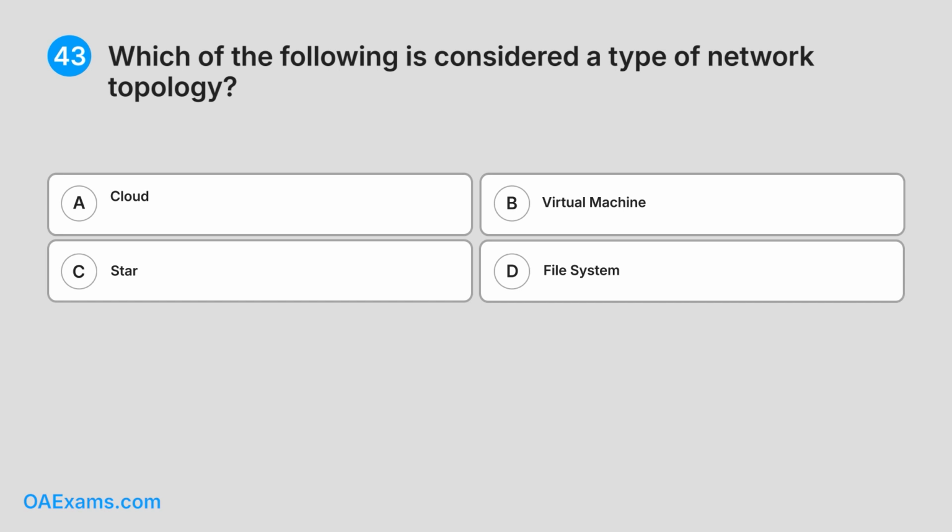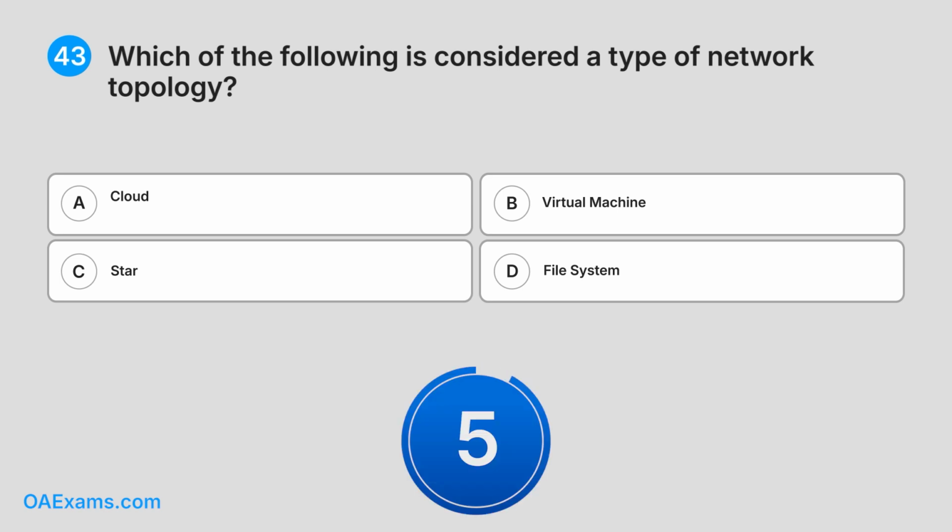43. Which of the following is considered a type of network topology? A. Cloud. B. Virtual machine. C. Star. D. File system. Can you guess the answer?